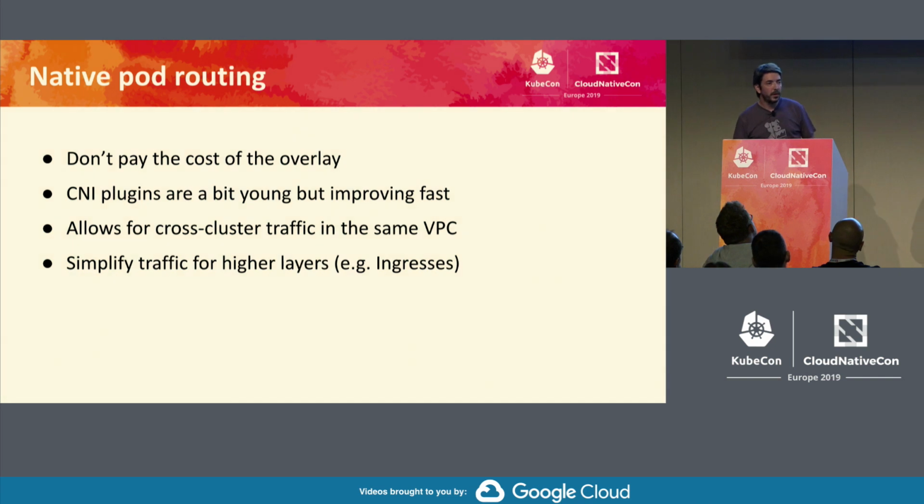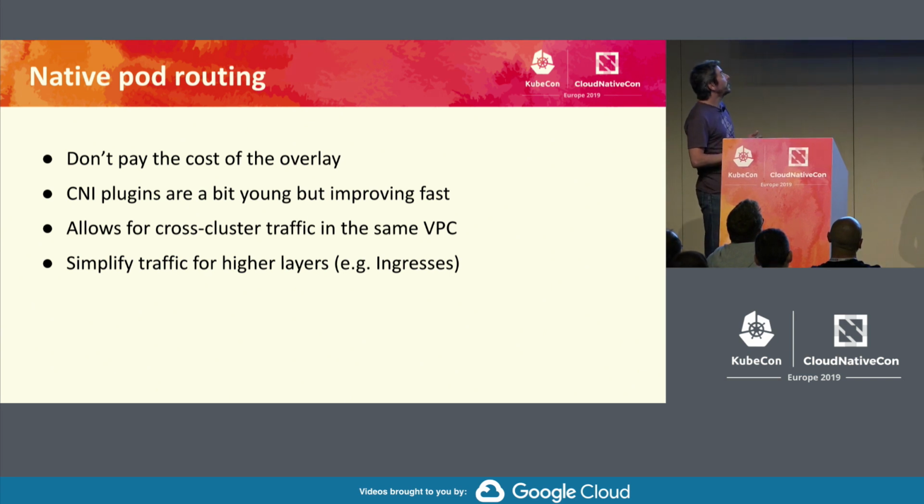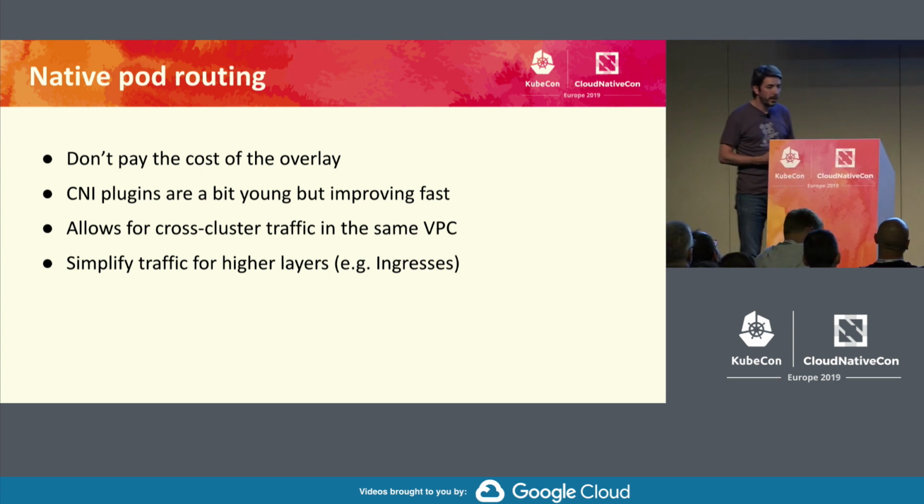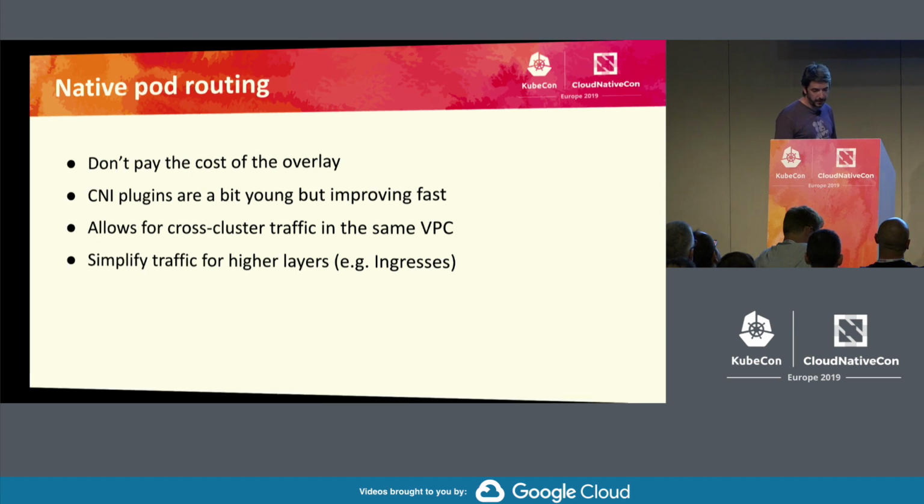As a conclusion on this part, native pod routing is very efficient. We're pretty sure that everybody is going to go this way in the future. You don't pay the cost of the overlay. CNI plugins are still a bit young, but they're getting there. I mean, we've seen a lot of progress in the last year. And as I was saying before, it allows for traffic between clusters and traffic with VMs, so it's a lot easier. And finally, it allows Ingress traffic to be managed much more efficiently, and we'll discuss this later.